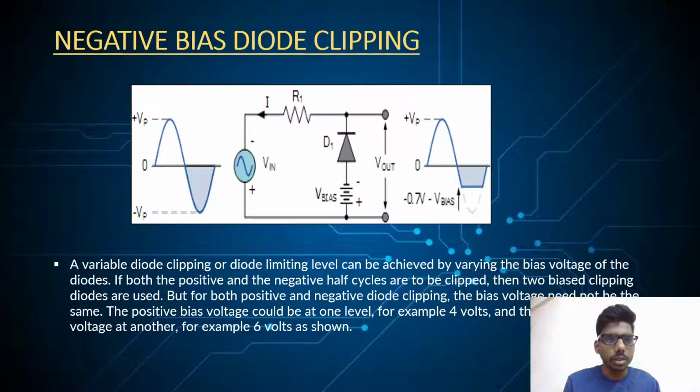And when it comes to negative bias diode clipping, variable diode clipping is achieved by varying the bias voltage of the diodes. The positive bias voltage could be at one level, for example 4 volts, and the negative bias voltage at another level, 6 volts. If both positive and negative half cycles are to be clipped, then two bias clipping diodes are used. For positive and negative diode clipping, the bias voltage need not be the same.